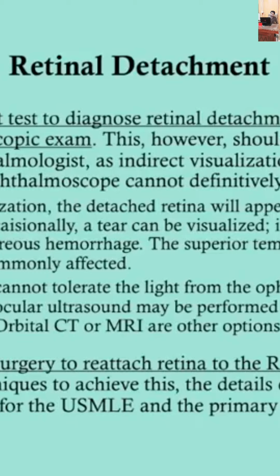The treatment is urgent surgery to reattach the retina to the underlying tissue, and there are several techniques to achieve this. Scleral buckling is probably the most commonly performed. However, you can directly manipulate the retina to reattach it, but the details are not relevant for the USMLE or the primary physician because this is a very technical surgery that's performed by the eye specialist.